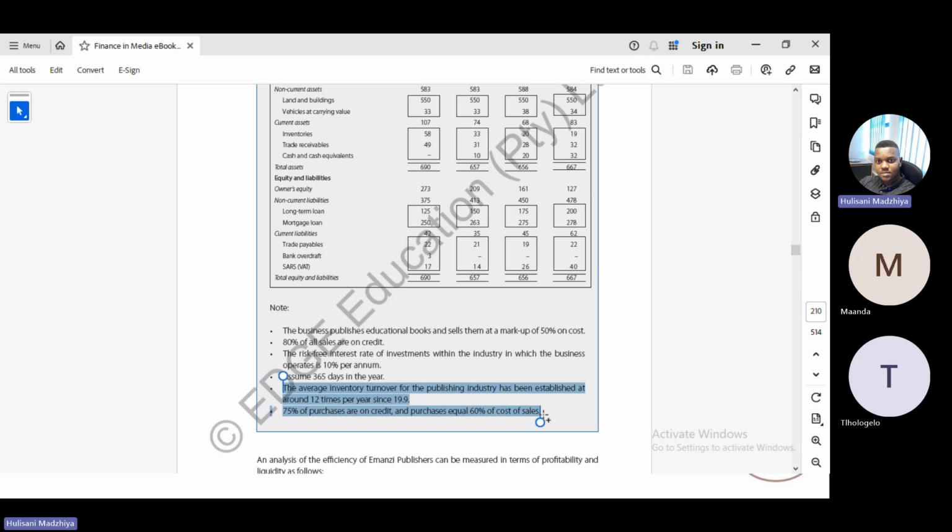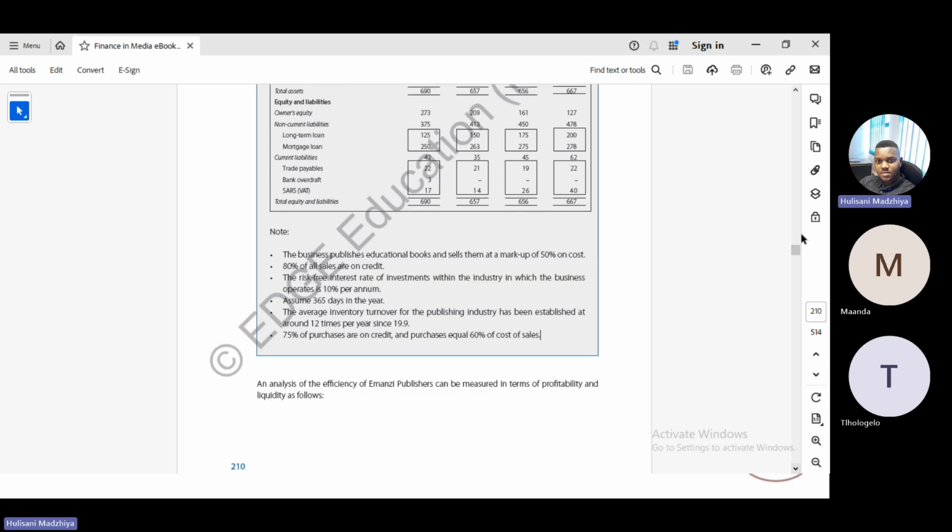So 75% of whatever we buy from our supplier, we buy on credit. And purchases equal 60% of cost of sales. So if you want to know how much you purchased, cost of sales multiplied by 60% is going to equal purchases. And 75% of whatever amount we get after calculating the 60% is on credit, and 25% is on a cash basis.